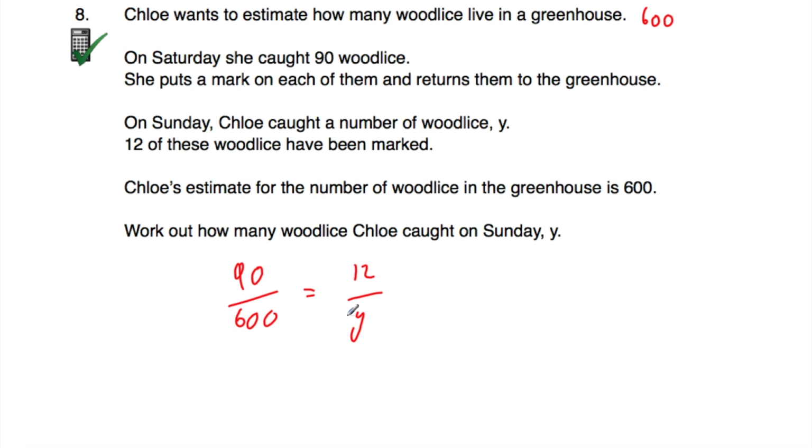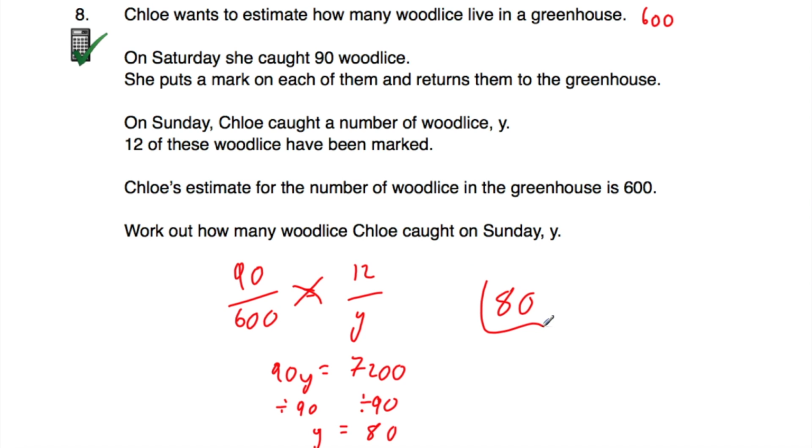So 12 out of the Y were marked. And we want to work out Y, how many woodlice did she catch on Sunday when she went back to the greenhouse. So again, we can multiply both sides by Y, and we could multiply both sides by 600, or we could cross multiply. 90 times Y is equal to 600 times 12. So 600 times 12 is equal to 7,200. So 90Y equals 7,200. Now what we want to do is solve this. So let's divide by 90 and divide by 90. And whenever we divide both sides by 90, we get that Y is equal to 80. So that means that whenever she went back on Sunday, she caught 80 woodlice, and that's it.